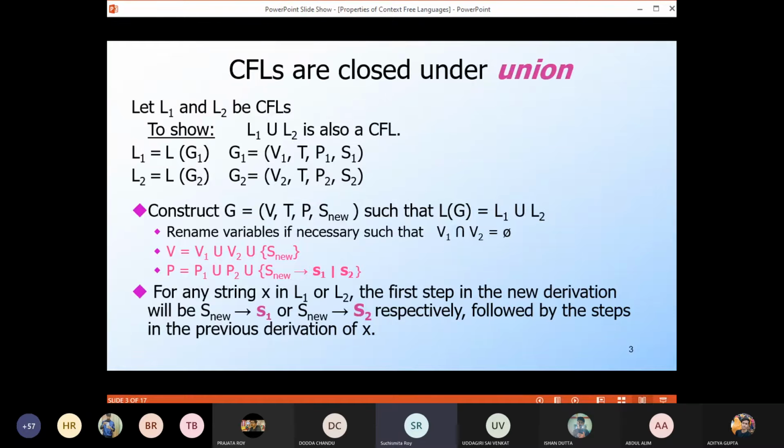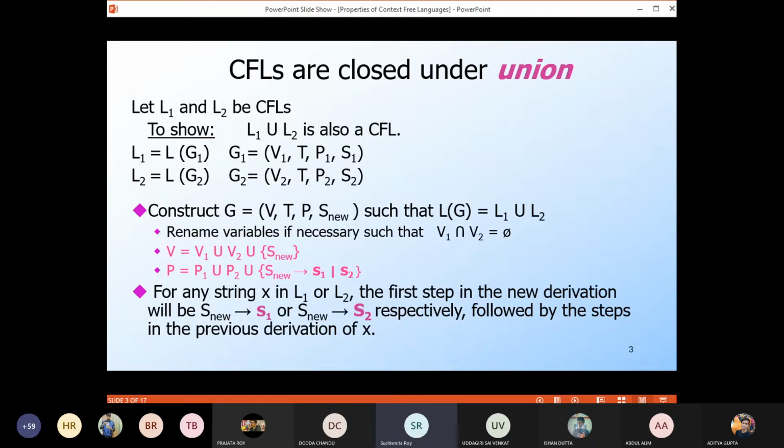This grammar which you now have, with a new V, with the T remaining the same, with a new set of productions and obviously a new start symbol also. This is the grammar which accepts all strings which belong to either L1 or L2 or both. Okay.